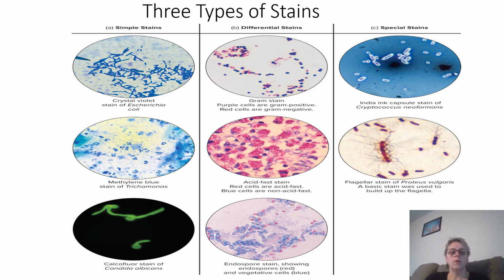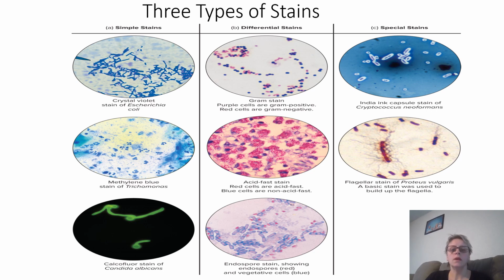And in this slide we have 3 types of stains. Column A is simple stains. Crystal violet stain of E. coli, and then we have the methylene blue stain of Trichomonas. And then we have the lactophenol cotton blue stain of Candida.